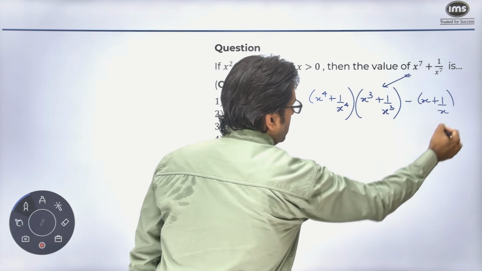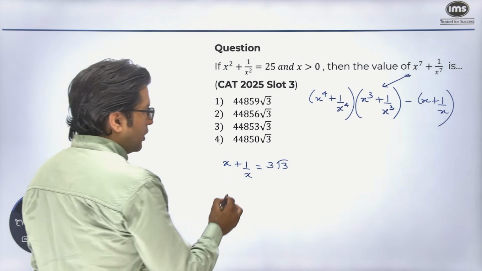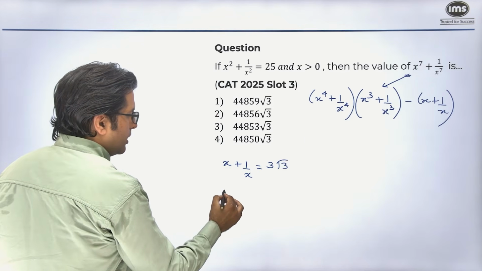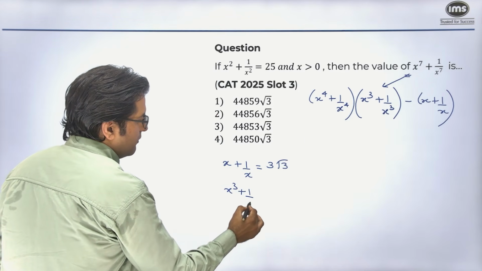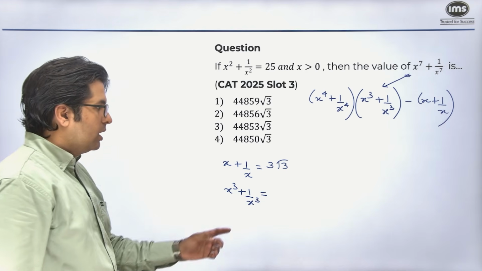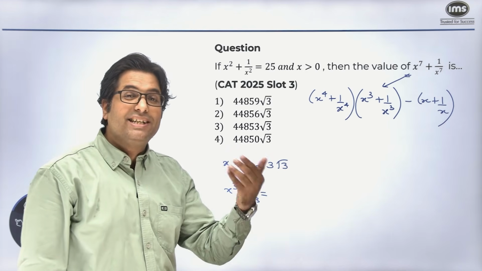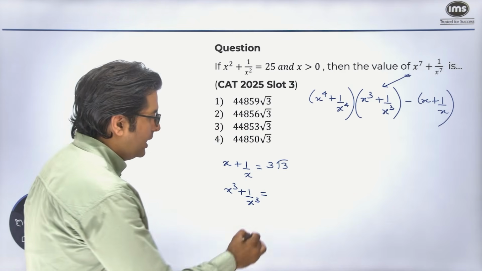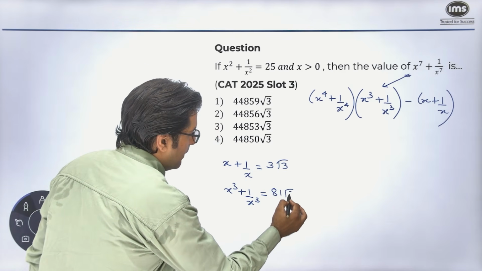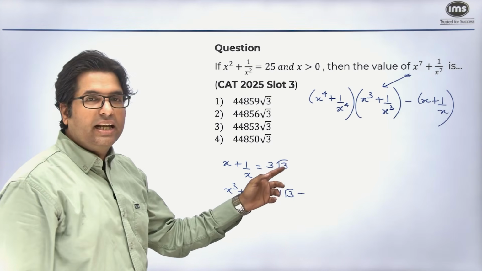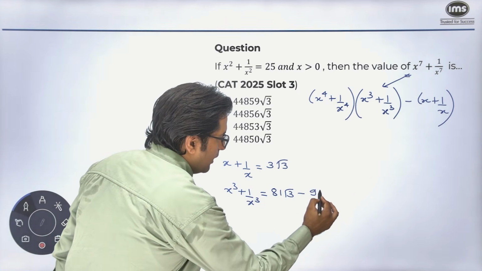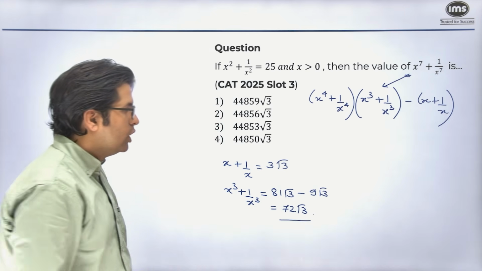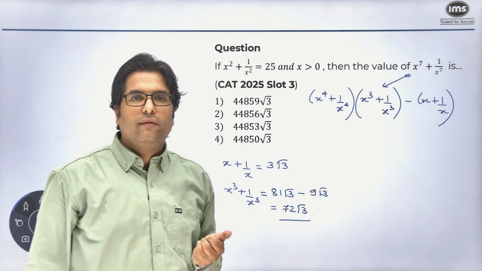This is something that we have learned in the session so far. We already have x plus 1 by x. Can we calculate x cube plus 1 by x cube? Let's do that. So I'll have x cube plus 1 by x cube being equal to what? This entire number, k cube minus 3k. 3 root 3 whole cube. 3 cube is 27 into 3 root 3, that is 81 root 3, minus 3k, that is 3 into 3, 9 root 3. If you simplify this, this becomes 72 root 3. Is this part clear?